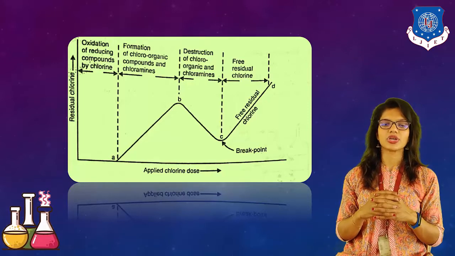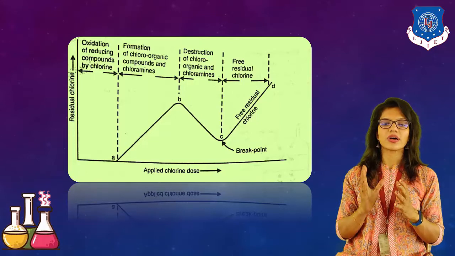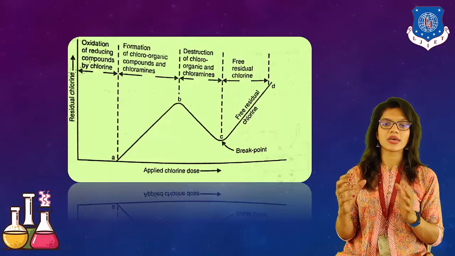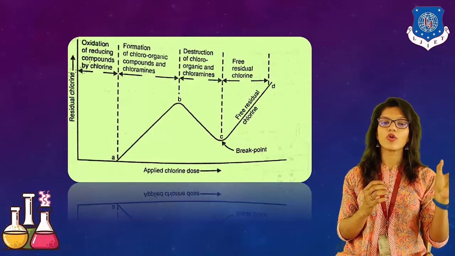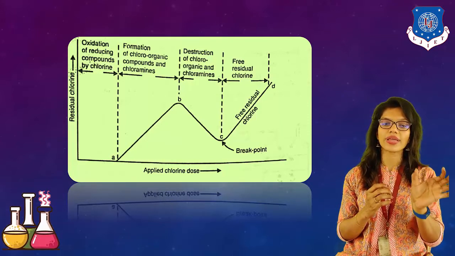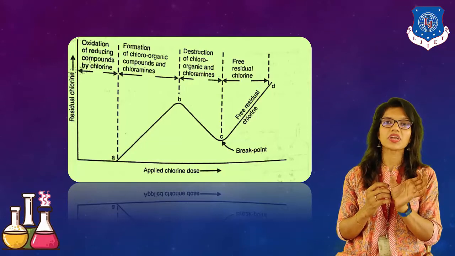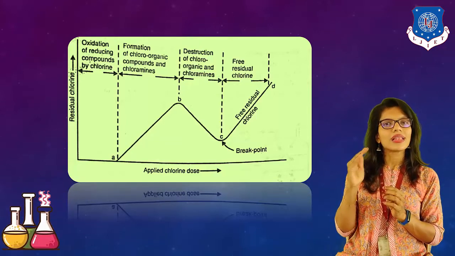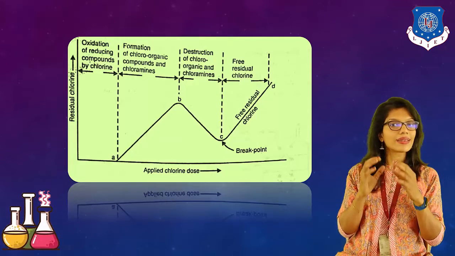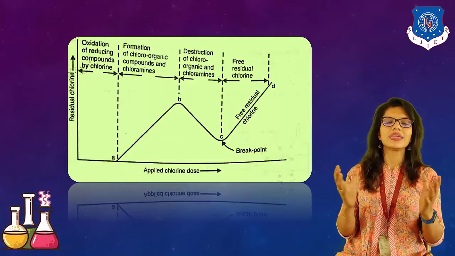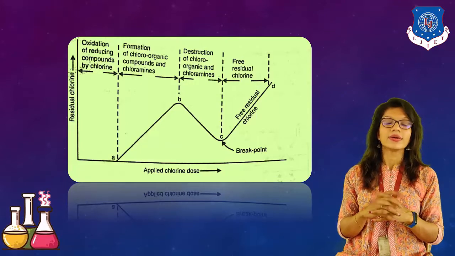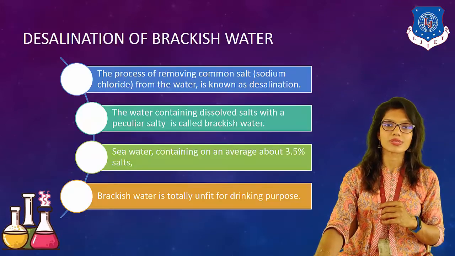As you can see in the image here, one axis shows residual chlorine, the other shows applied chlorine dose. As the applied chlorine dose increases, the first stage involves oxidation of reducing compounds by chlorine. The second involves formation of chloroorganic compounds and chloramines. The third involves their destruction, and at the last, as everything is destroyed, when we add more chlorine, it remains as it is. So it shows free residual chlorine. At that time, we have to stop the addition of chlorine. This technique is used in swimming pools.